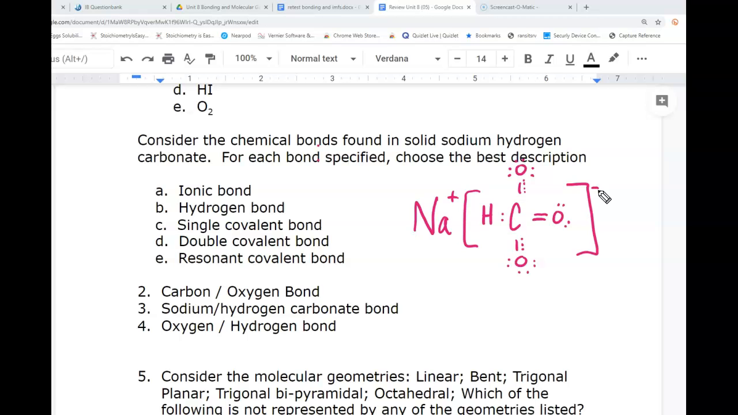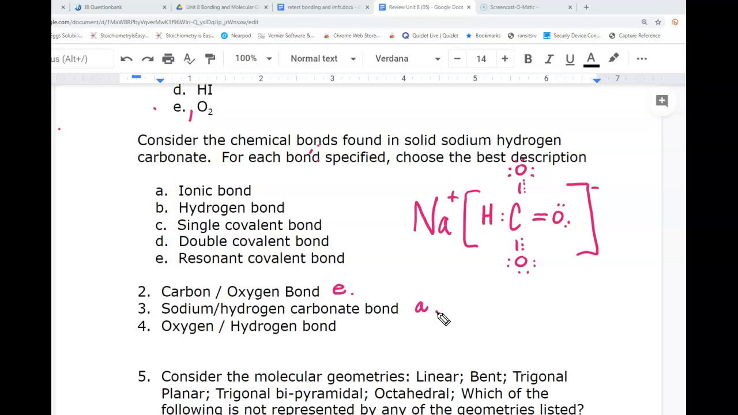So overall, they're asking about the different parts of this molecule. The carbon to oxygen bond. So the carbon to oxygen bond is representative of one of these three oxygens here. So it is very definitely a resonating bond. So that should be E. The sodium to hydrogen carbonate bond, and that would be a metal with a nonmetal polyatomic. So that is A, an ionic bond.